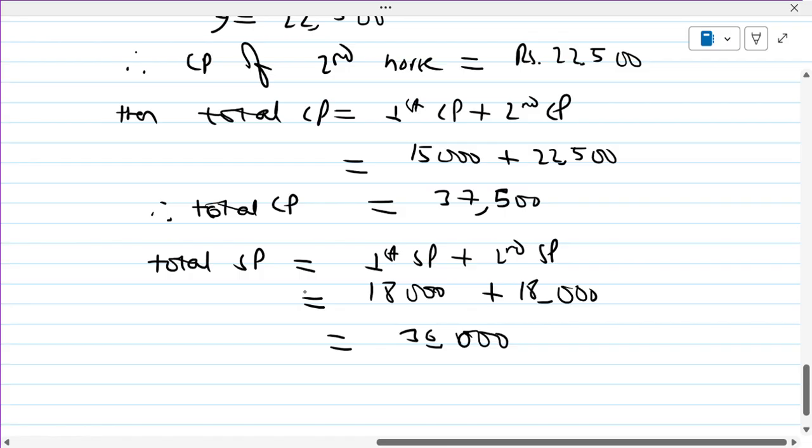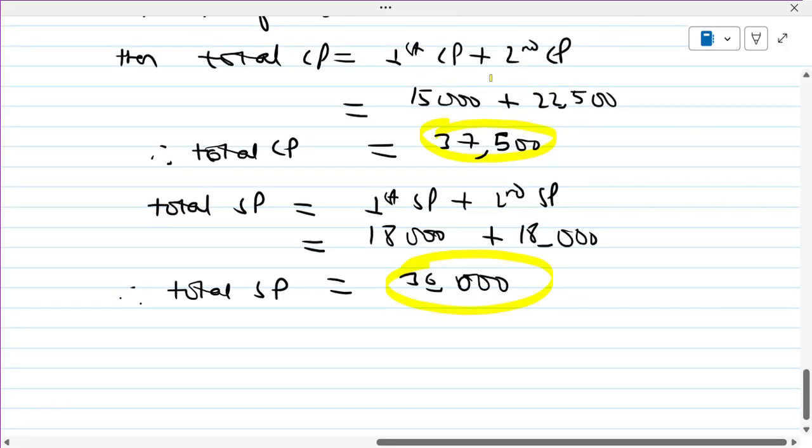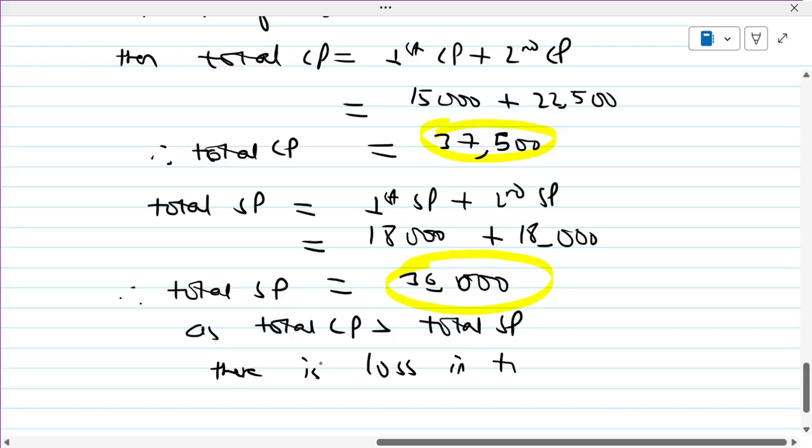And now we will be checking these two, total CP and total SP, to ascertain is there profit or there is loss. All right, so we see here CP 37,500 in total and selling price 36,000 in total. So here SP is lesser than CP, is it? So he is not in profit, he is in loss. All right, so as total CP is greater than total SP, you can see there is loss in total.